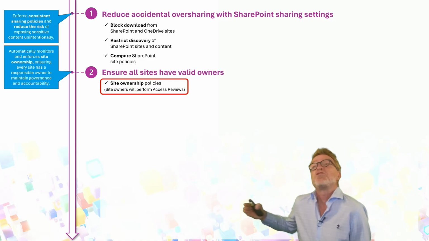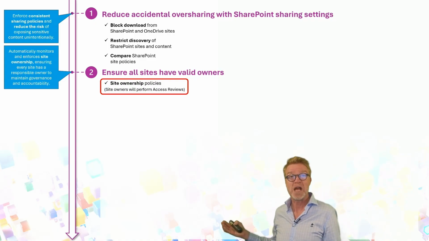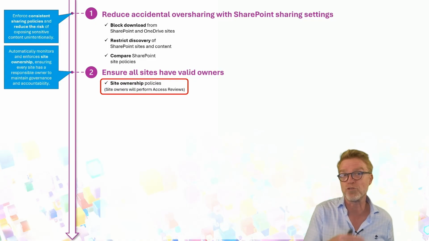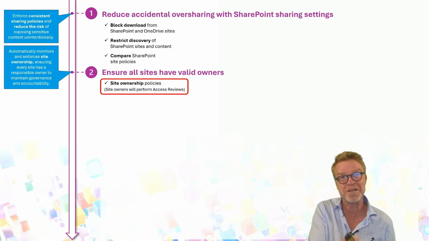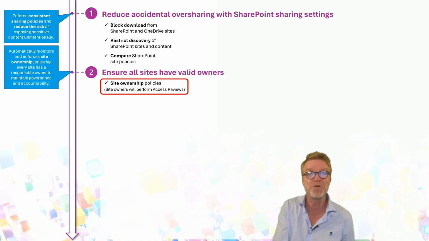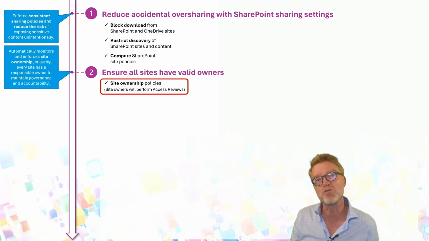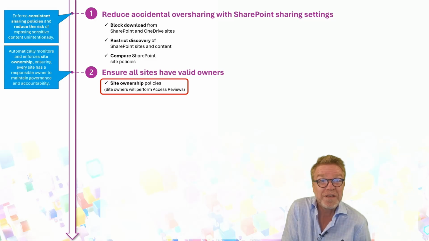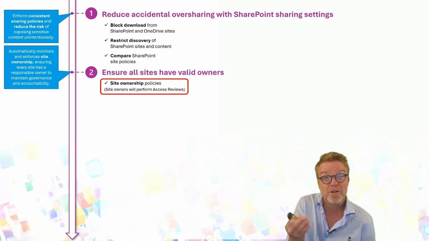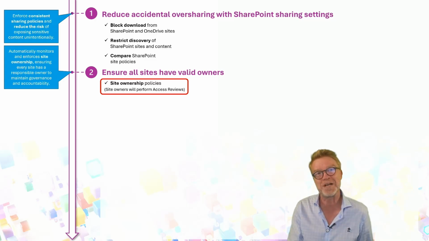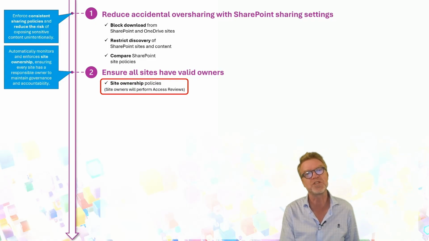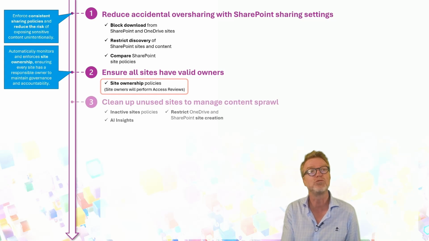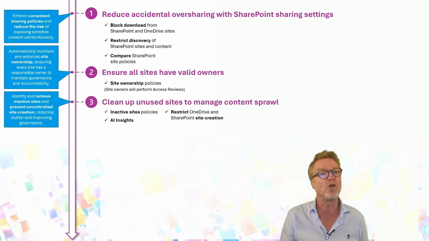Because these users use Copilot, and when Copilot is asked for some information, it will only check those data sources, SharePoint sites in this case, to which that user has access. So reviewing the access, the members for each SharePoint site, is an important thing, and that should be done by an owner of the site. So you have tooling to automatically monitor and enforce site ownership.